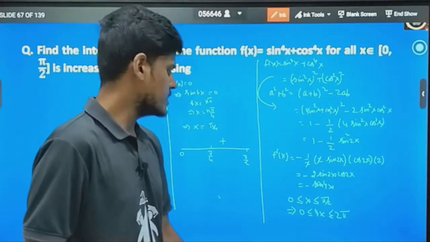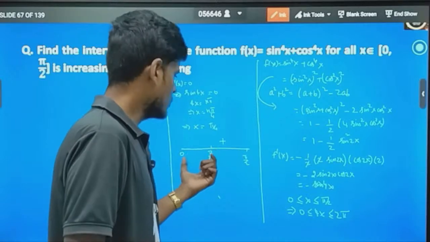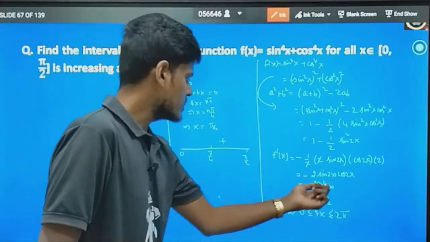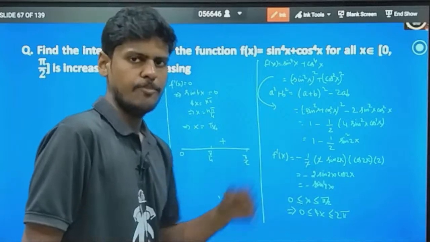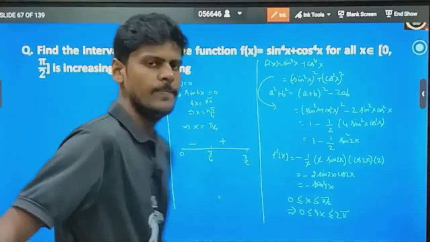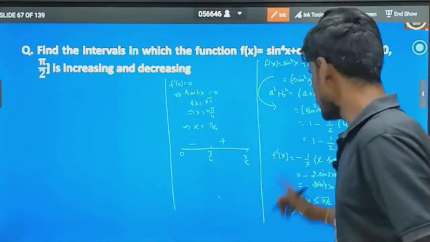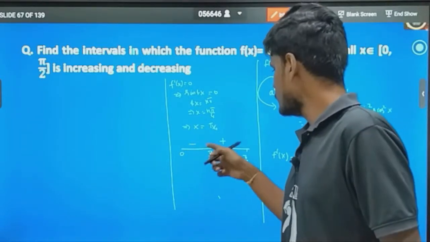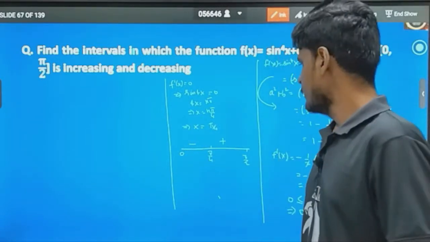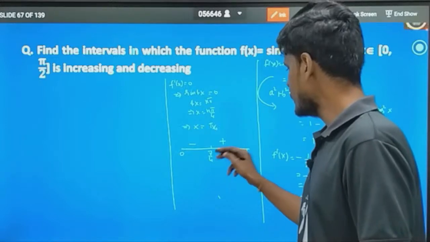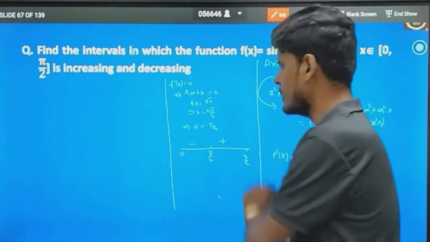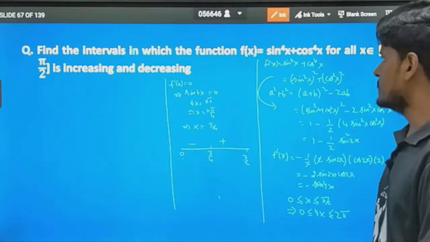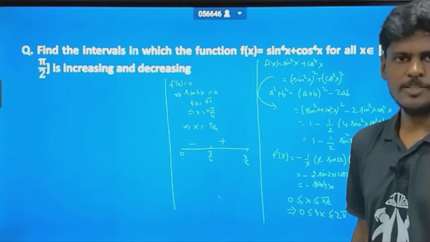So this region is positive. And what about the before region? Take between 0 to pi by 4, that means 4x will be between 0 to pi, so sin is positive, and minus of a positive number will be negative. That means f dash of x is positive in pi by 4 to pi by 2 and negative in 0 to pi by 4. So f of x will be increasing in the interval pi by 4 to pi by 2 and decreasing in the interval 0 to pi by 4. That is the answer. Clear now students?